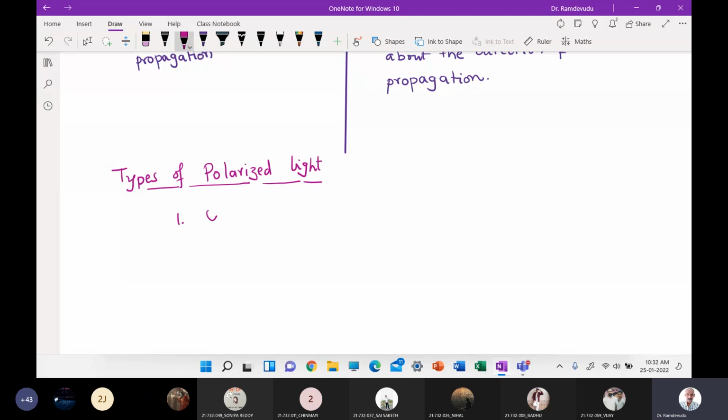First one is unpolarized. Unpolarized light is having vibrations in all directions, something like this. All E vectors will be there in all directions. The next we say is partially polarized.